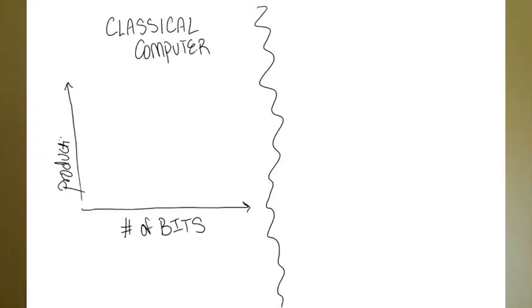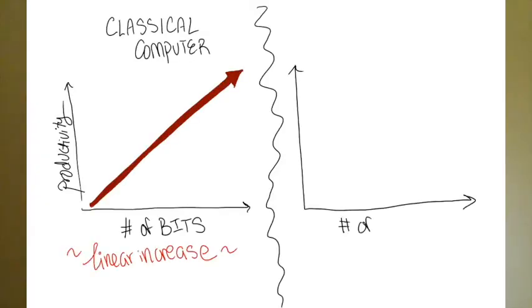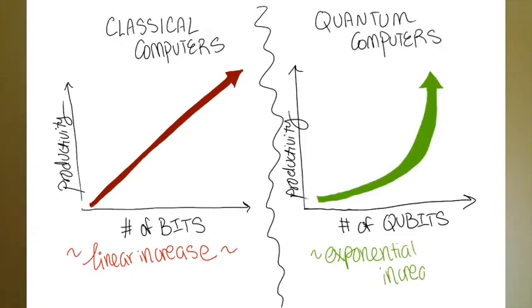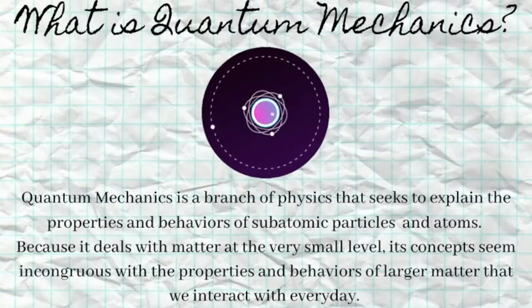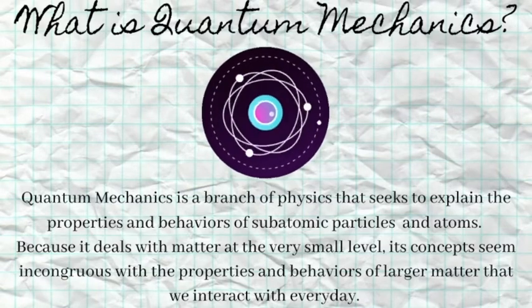However, it's because of entanglement that by adding more qubits to a system, there's an exponential increase in the productivity of a quantum computer. Now, if concepts like superposition and entanglement seem unusual and counterintuitive, that's because they are supposed to. Because these concepts are founded in quantum mechanics, which seeks to explain the behavior of particles at a very small level. Despite these advantages, though, there are still some downsides of relying on quantum computers.